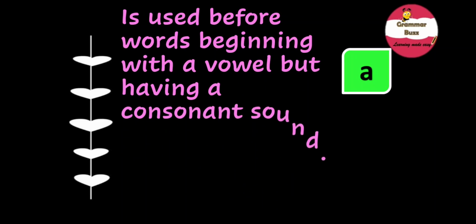I think you have quite followed it. So moving on with the next exception. A is used before words beginning with a vowel but having a consonant sound. Let us understand this through an example.